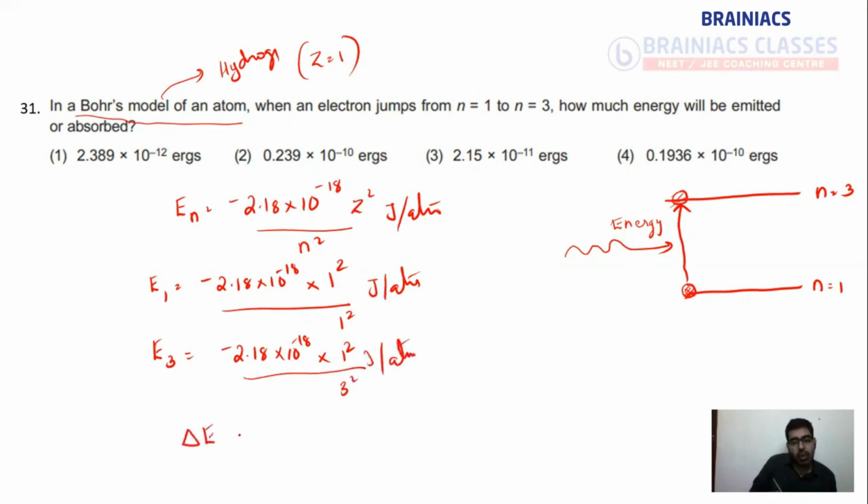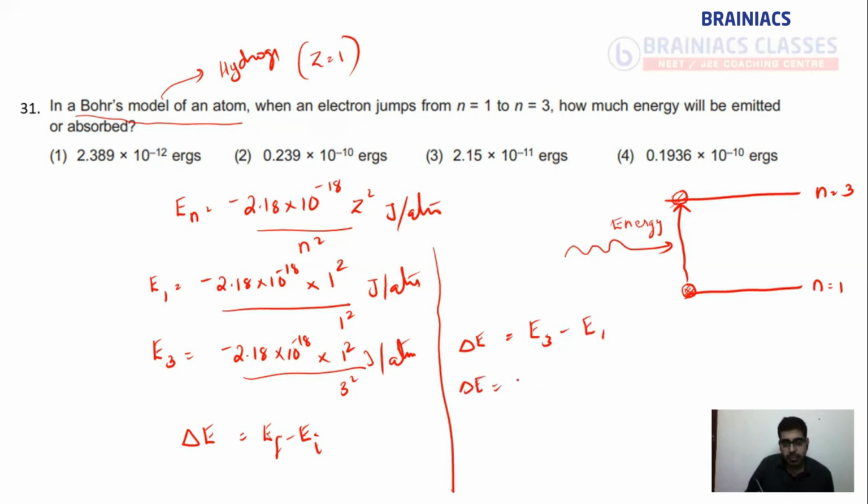So delta E is equal to the final energy minus the initial energy, E_f minus E_i. Here the final energy is E3 and the initial energy is E1. The electron is jumping from n equal to 1 to n equal to 3, so this is final and this is initial. So delta E is equal to E3 minus E1, the final energy minus the initial energy.